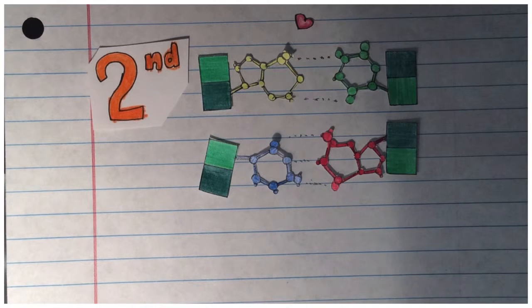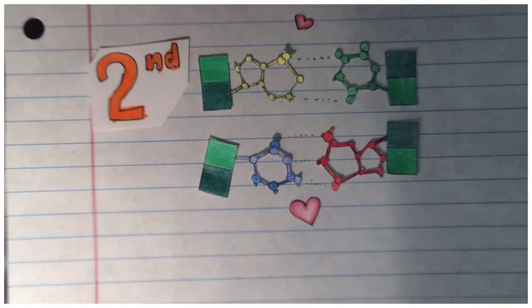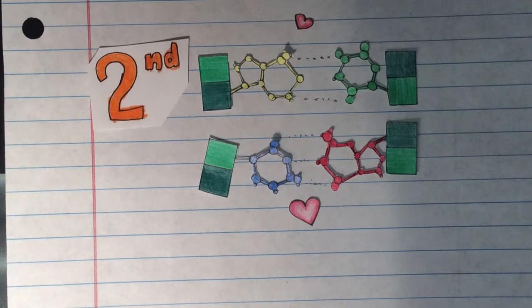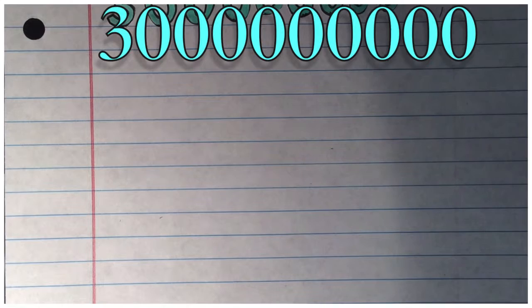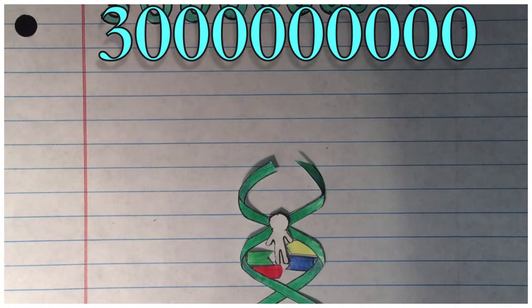A and T both have the ability to form 2 hydrogen bonds. Meanwhile, C and G can form 3 hydrogen bonds. Then why don't they get together? Another thing about the DNA molecule is that it's really long. One DNA molecule is about 3 billion bases.